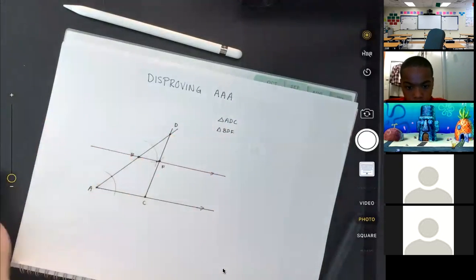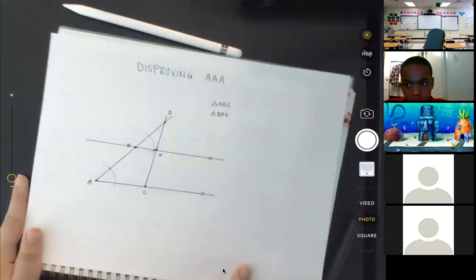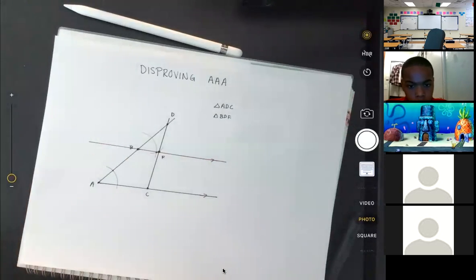Are these two triangles congruent? Big triangle and little triangle? No, that's a dilation. Yeah, definitely not congruent. But now let's think about these angles, okay? So I'm gonna color code. Let me get some colorful markers.